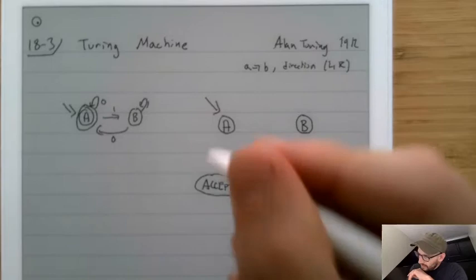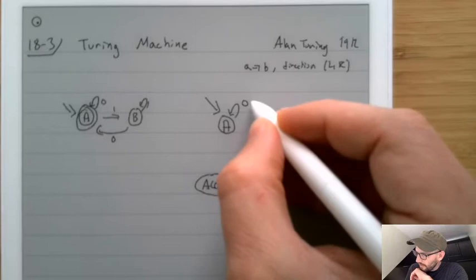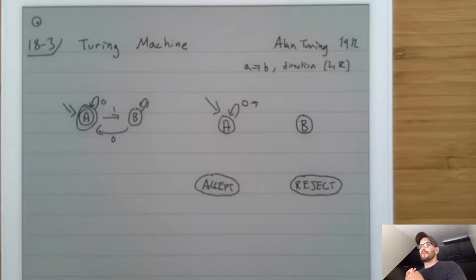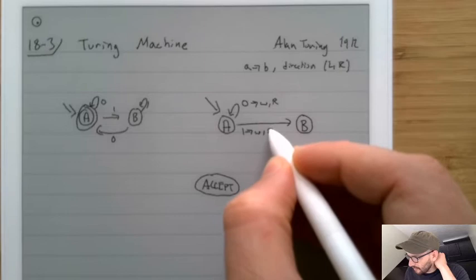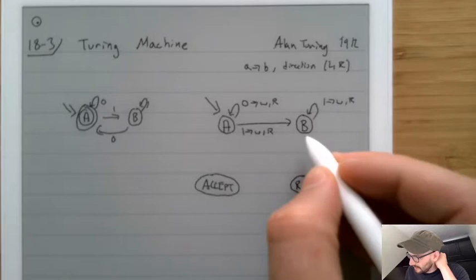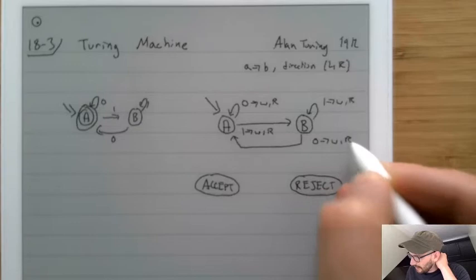Well, we want to loop on a 0. So that means that when we see a 0, we're going to replace that with something. Now, what are we going to replace it with? Well, we can replace it with any character. So we're never going to go back and left on this one. So let's just replace it with a blank character. And then we'll move to the right. And then if we see a 1, then we'll replace it with a blank character and move to the right. Here, if we see a 1, we'll replace it with a blank character and move to the right. And then if we see a 0, we'll replace it with a blank character and move to the right.